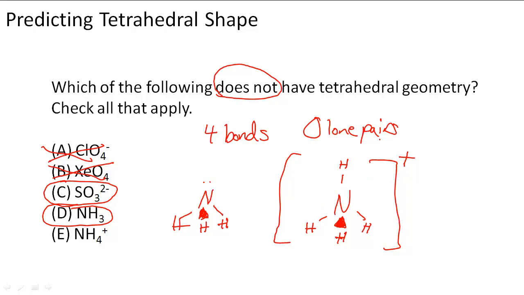So to be very sure about A, B, and E, you would draw their Lewis dot structures and show yourself that they don't have any extra lone pairs. So C and D both are answers to this question because they do not have tetrahedral geometry.